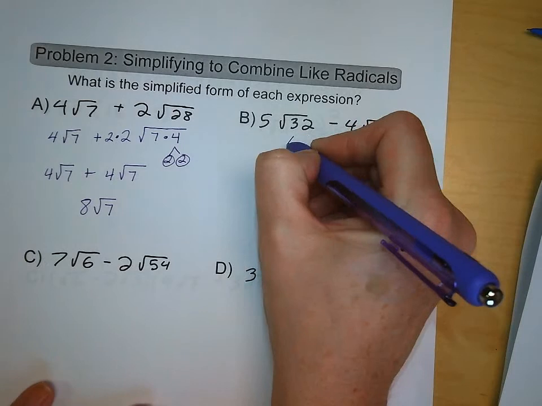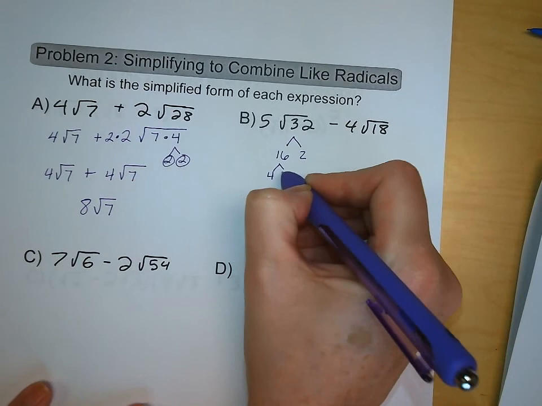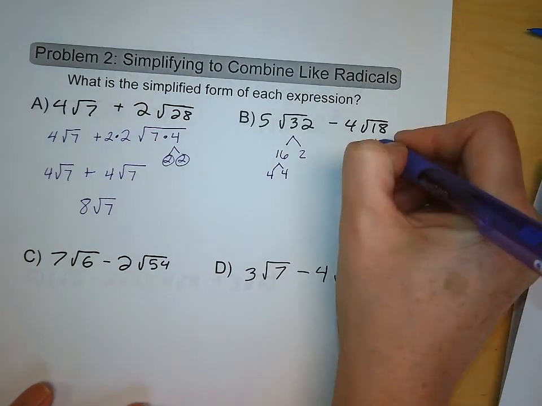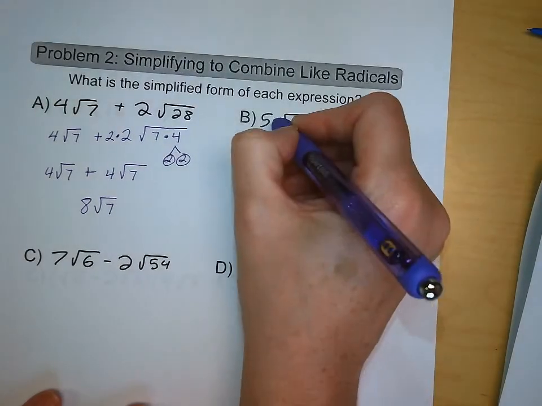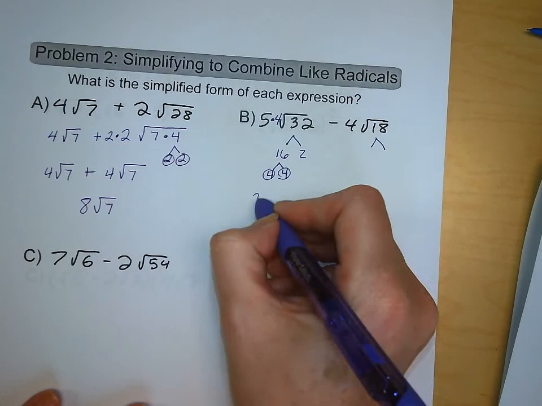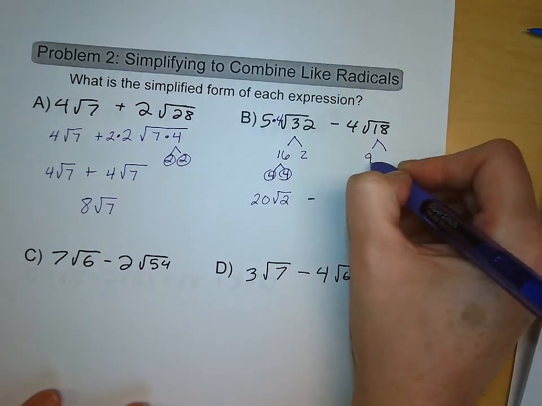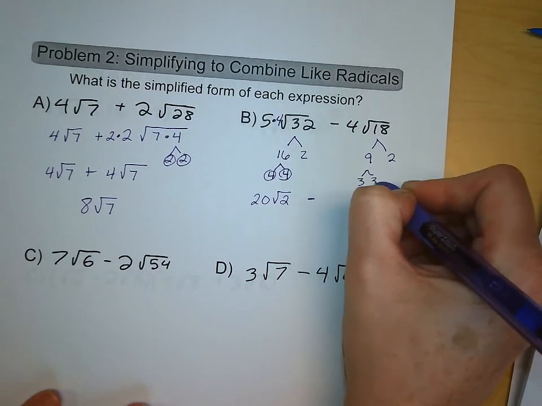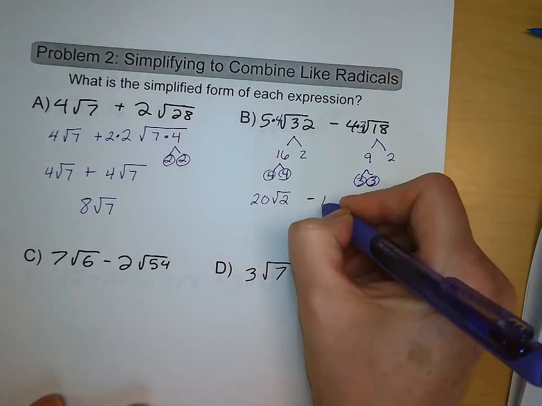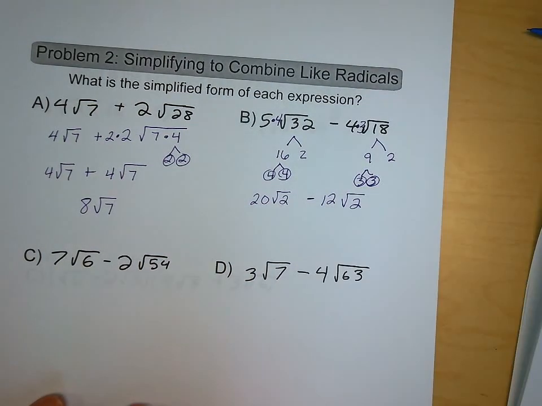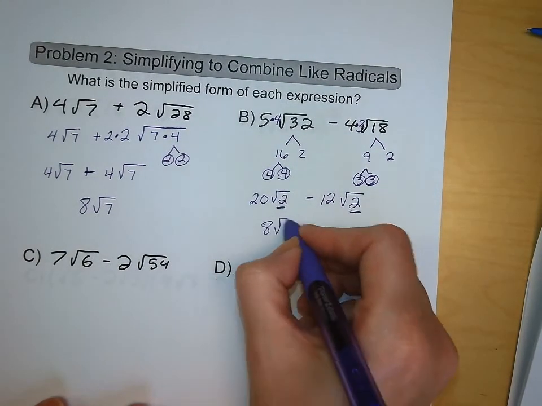Letter B, 5 square root of 32 minus 4 square root of 18. Looks like we're going to have to simplify both of these. So we break 32 into its factors. We've got 4 times 4 times 2. So there's a pair right there of 4s. So we'll have 20 square root of 2 minus 18 breaks up into 9 and 2. We've got a common set of factors with the 3's there. So 4 times 3 is 12 square root of 2. 20 minus 12 gives us 8 square root of 2.